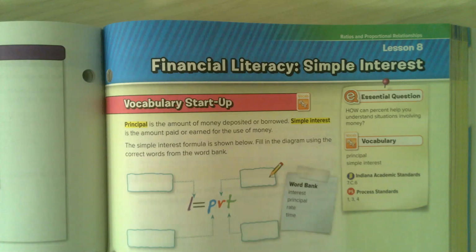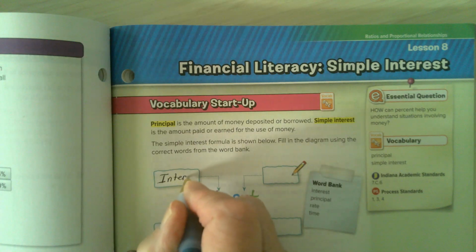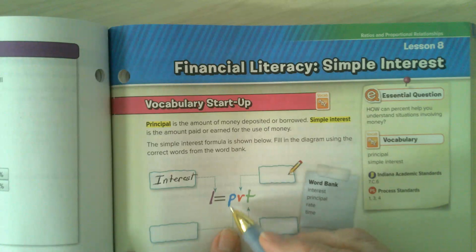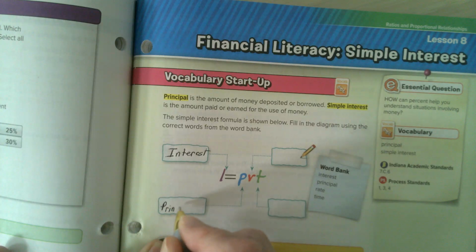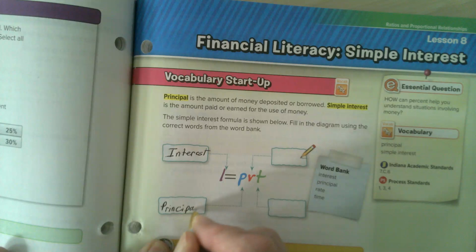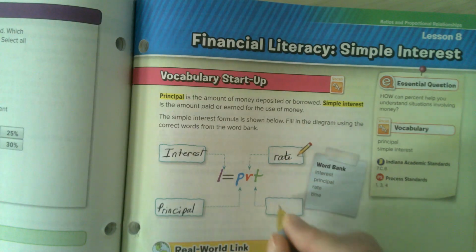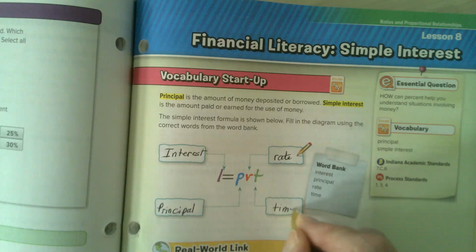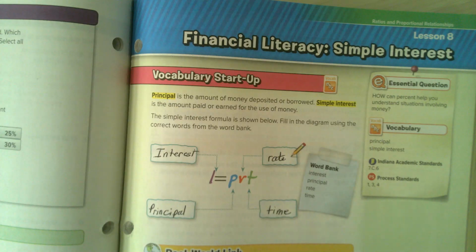All right, so we're going to go ahead and fill in our vocabulary words here on this page. I stands for the word interest. P stands for principal. Principal is the amount of money you are going to borrow or deposit if it's in a savings account. R is your rate, and T stands for time, the amount of time you're going to have this money and you're going to borrow and pay it back.